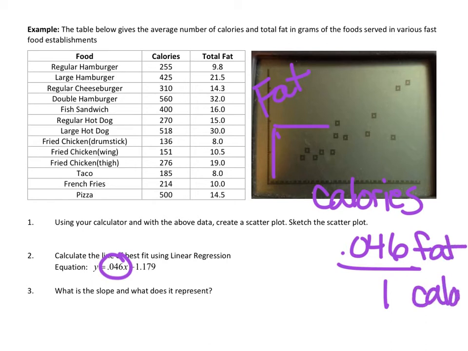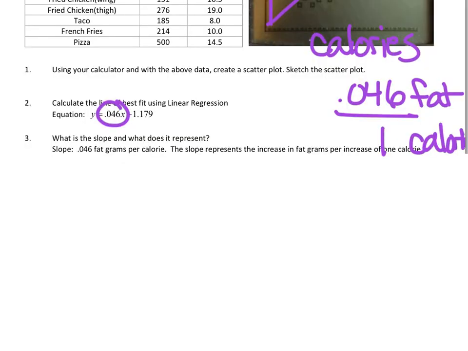And that's your increase. You have to say increase because that's an increase in fat grams per calorie of your food. And it's an average because obviously these points aren't exactly on that line. But you see it represents the increase in fat grams per increase of 1 calorie. Next question, what is the y-intercept and what does it represent?